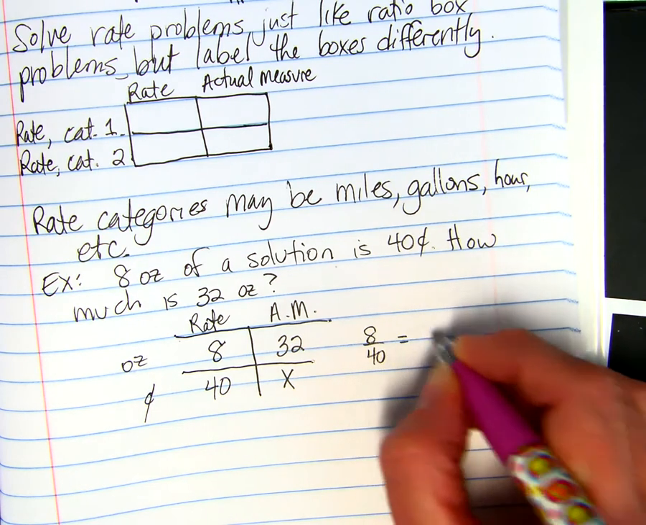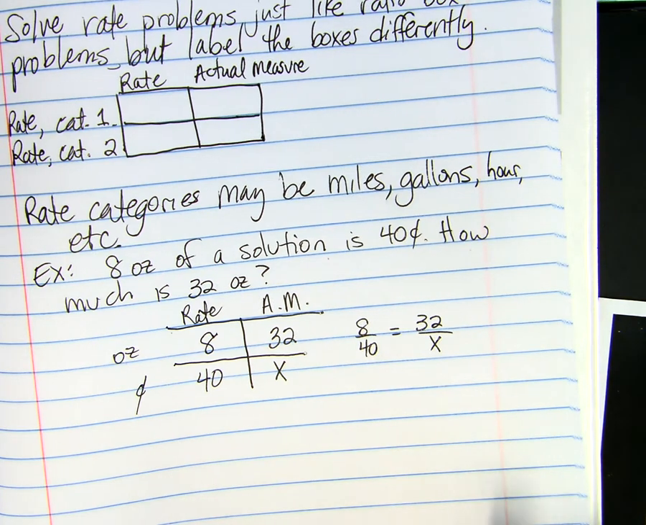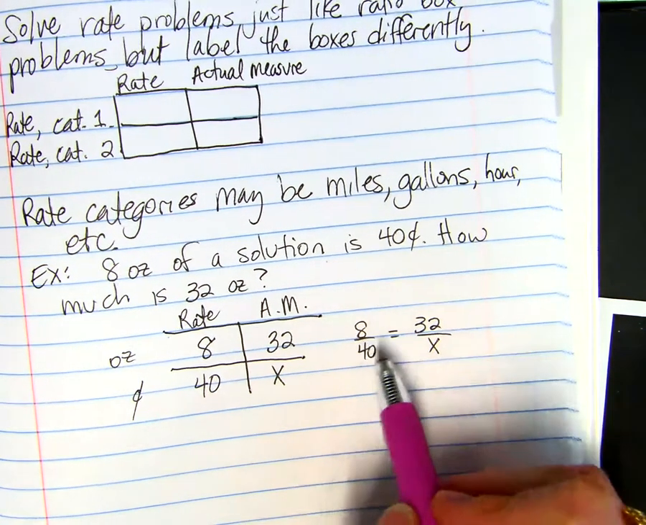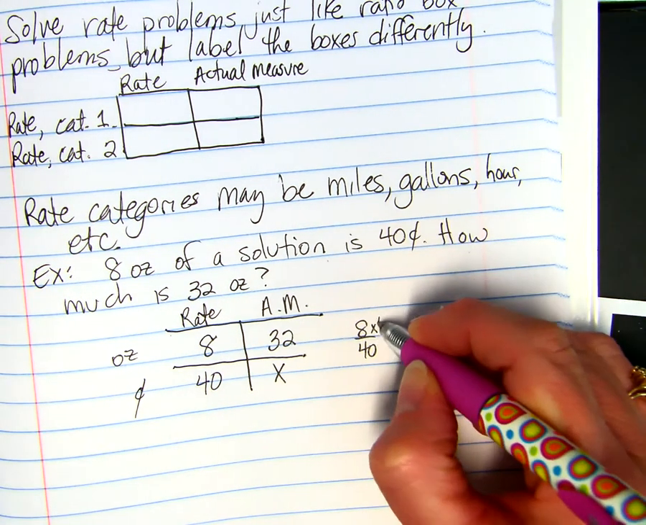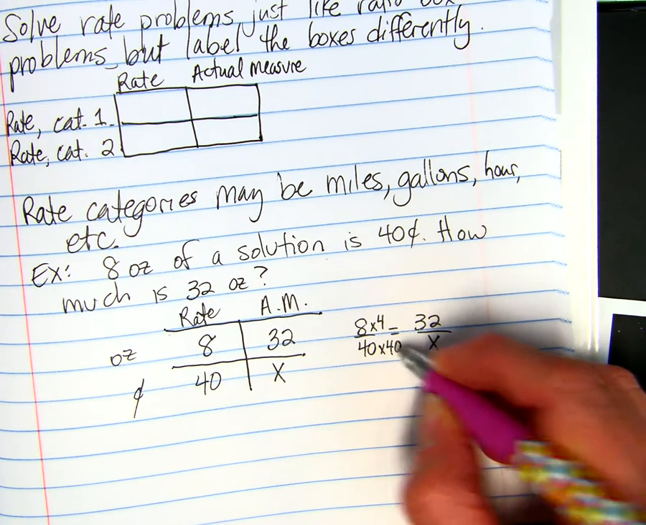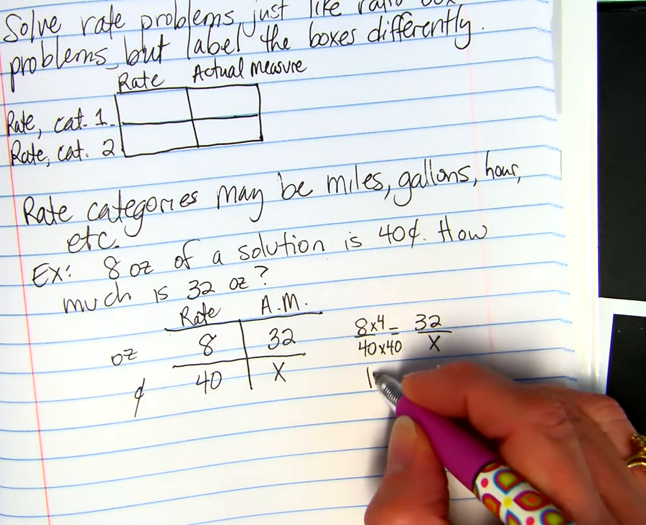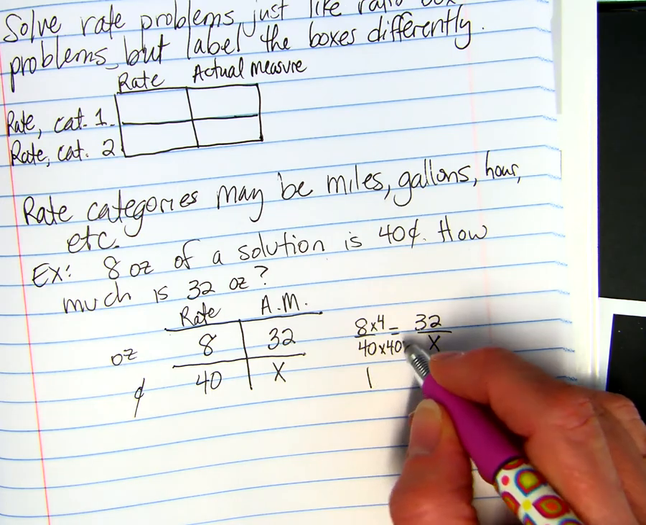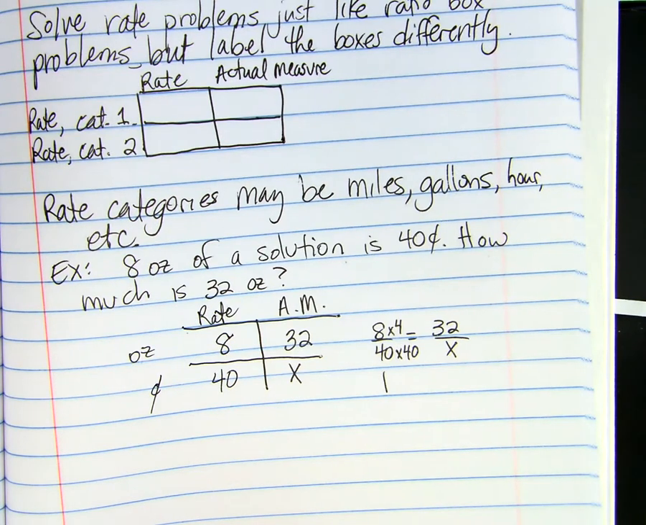8 divided by 40 equals 32 over x. And we can cross multiply and divide, or we can figure out what factor we are using to multiply by. So 8 times 4 is 32. So if we do 40 times 4, we'll get what x is. So it would be 1. Oops, that should be a 4. Good job for finding my mistake. Now I just have to find my white. Here it is.